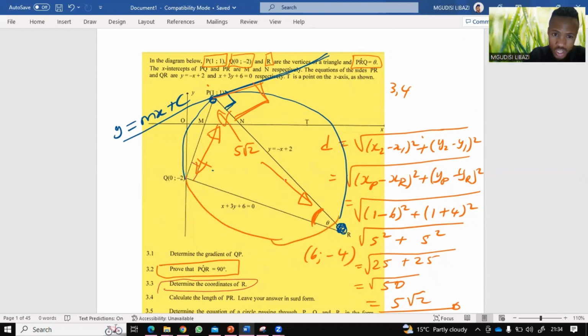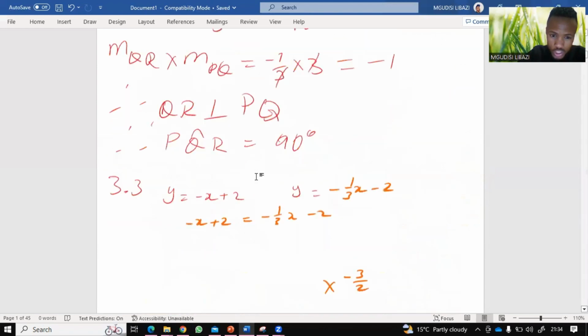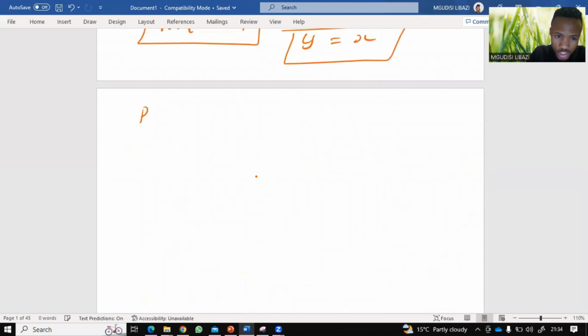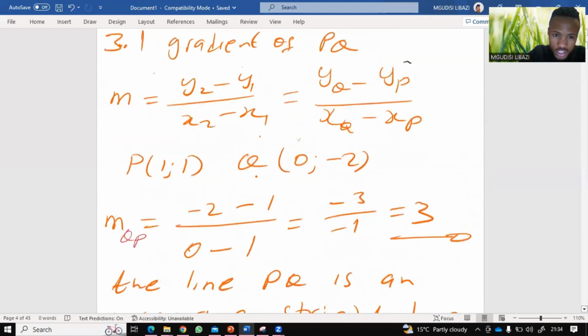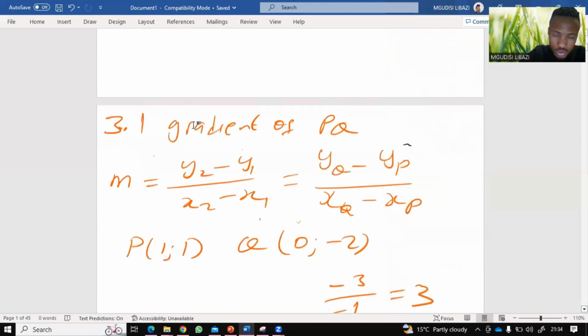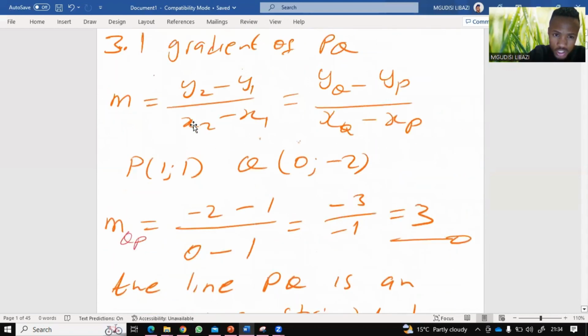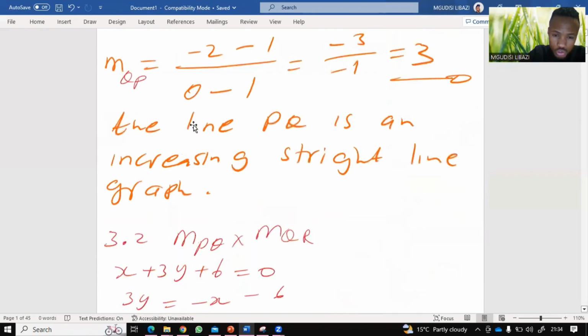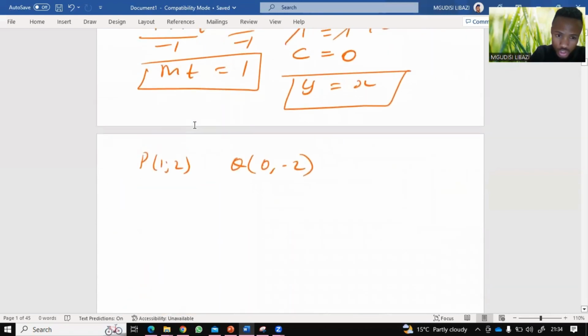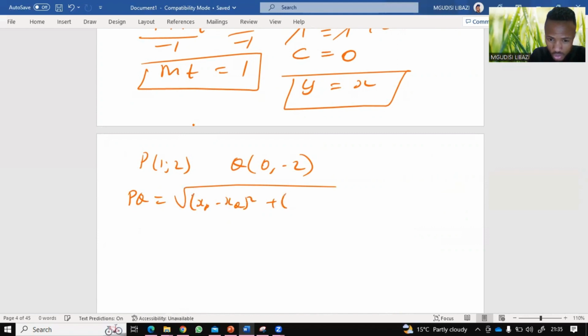So P is (1, 2), and then Q is (0, 2). So we have P, which is (1, 2), and (0, 2), and that is Q. So we need to find that distance, which will represent the opposite side of the circle there. To do that, we can use the distance formula again and say that PQ is equal to the square root of XP minus XQ all squared plus YP minus YQ all squared.